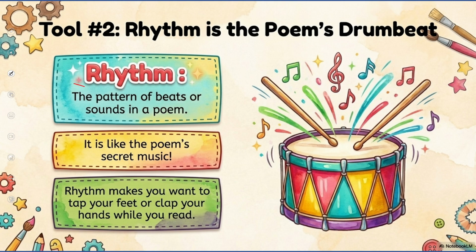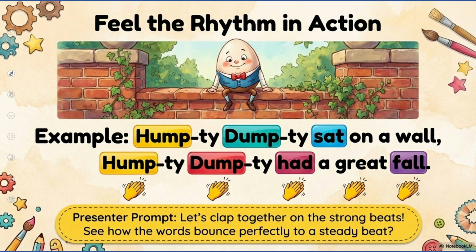What is the rhythm, by the way? Rhythm is a beat or sound in a poem. It is like the poem's secret music. If you are writing a poem, make sure that it has a rhythm, or if you are reading it, identify the rhythm. For example, Humpty Dumpty sat on a wall. Humpty Dumpty had a great fall. So in all of these places, you can either tap your foot or you can clap. So this is again one of the beauties of the poem, that you can either clap or tap your foot while reading the poem.